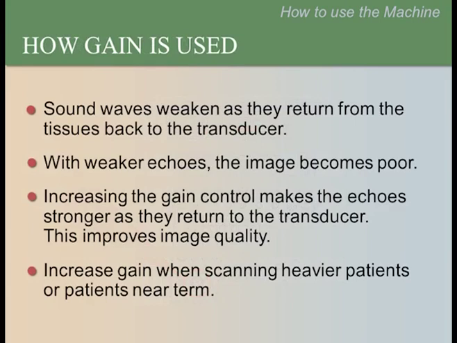As sound waves travel deeper in the body, the returning echoes weaken. Because fewer echoes return, the quality of the image decreases. The gain control increases the echoes that return to the transducer. This makes the structures in the image clearer and easier to see. We often need to increase gain when scanning heavier patients or patients who are near term.